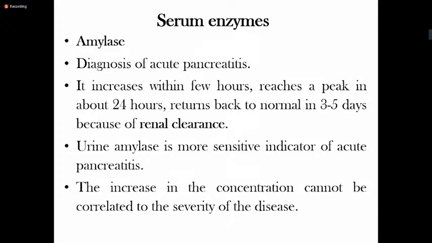We can also measure urinary amylase, which is a more sensitive indicator of acute pancreatitis. Okay, so we measure serum amylase and we can measure urinary amylase. The increase in the concentration can correlate with the severity of the disease. So the increase in urinary amylase can be used to assess the severity of pancreatitis.